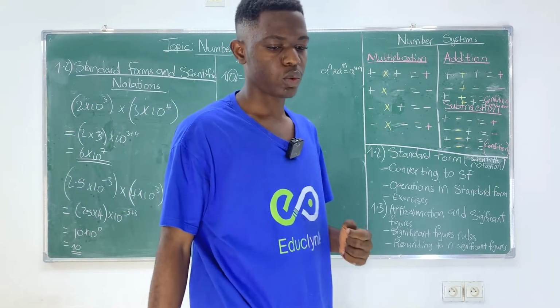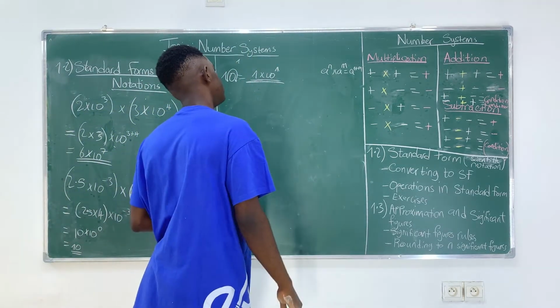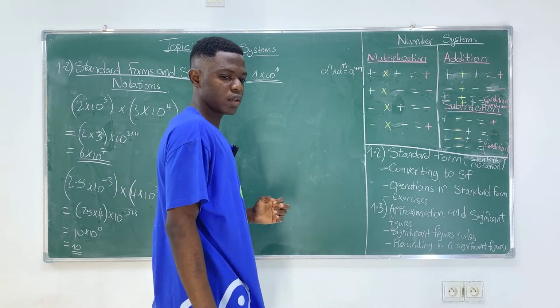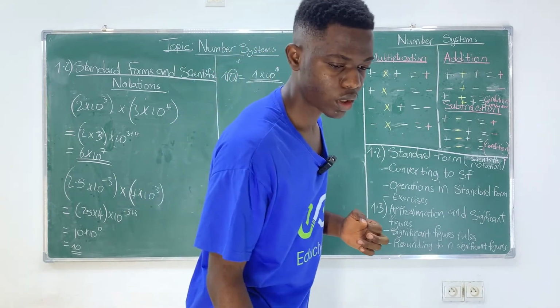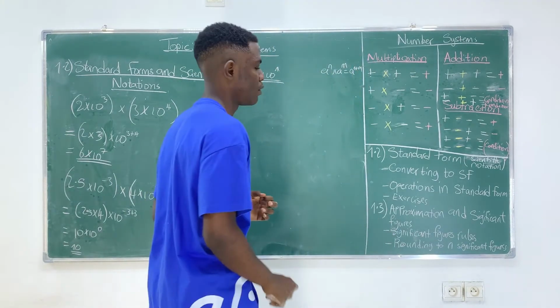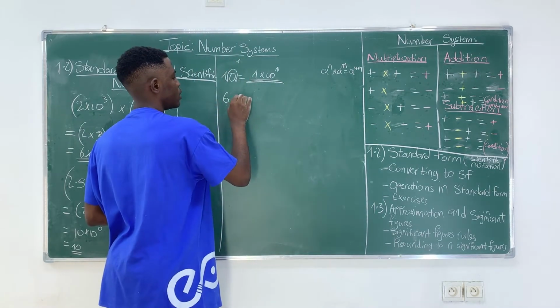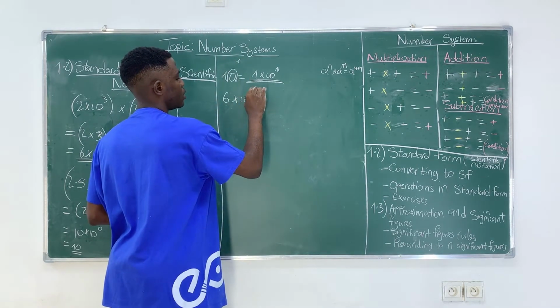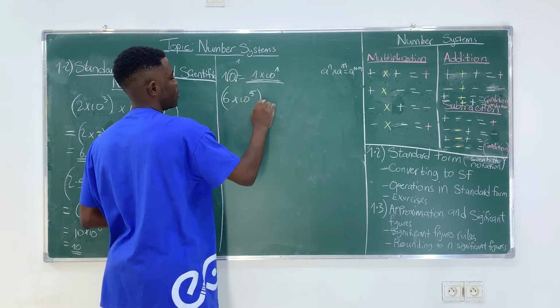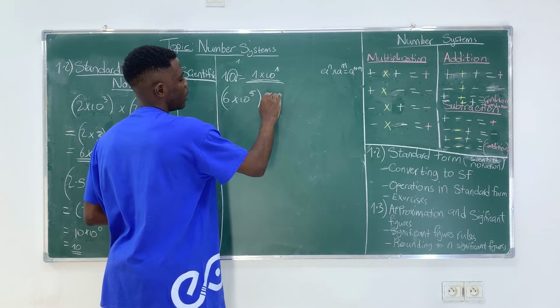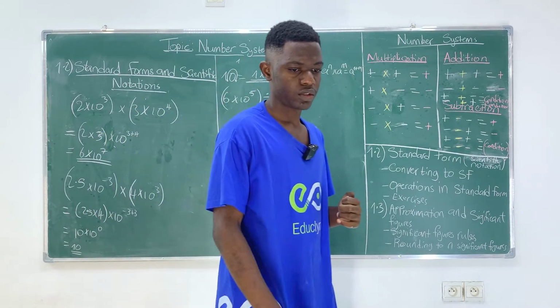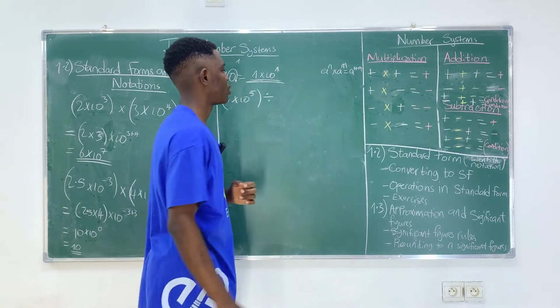Standard form. So let's do some division. We're going to have 5.6 times 10 to the power 5, all of that divided by 2 times 10 to the power 2.